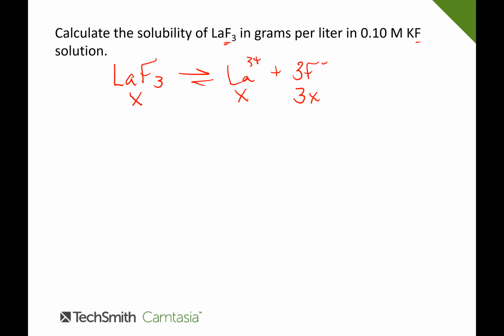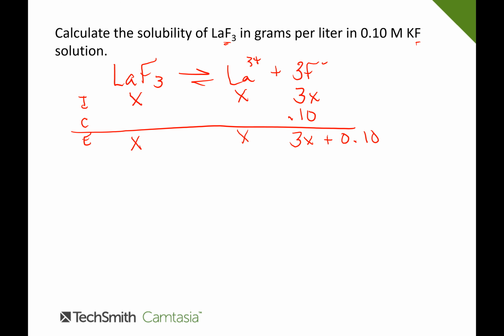3x. And now we're going to add to this 0.10 of my F, because we know this is going to split apart completely. So if it was 0.1 KF, it's 0.1 of K and 0.1 of F. So I'm going to have x, and 3x plus 0.1. And I don't take that times 3 because this is all I got from the KF. So we still have our same Ksp, 2.0 times 10 to the minus 19th.